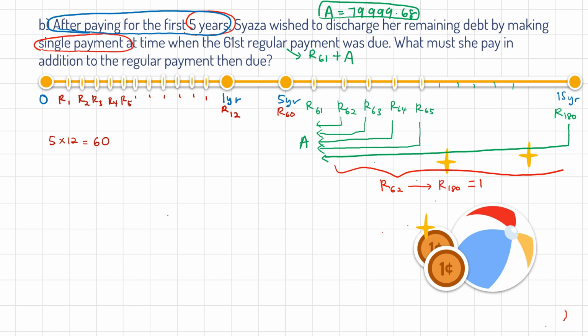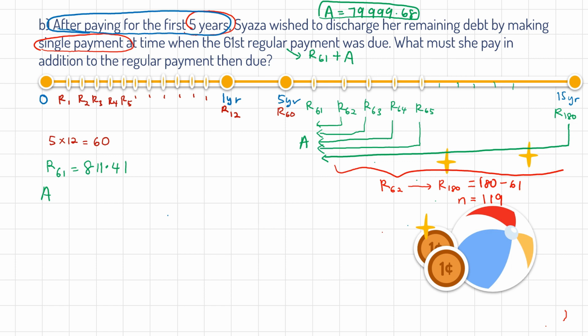the value of n that we will have is 180 minus 61. It will be 119. So this will be our n, representing the rest of R after R61st. We already have the value of R61, which is 811 and 41 cents. And the next value that we need to find is A, the additional amount of money that she needs to pay to the regular payment then due.